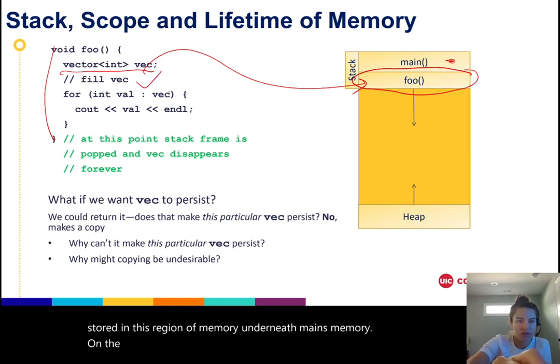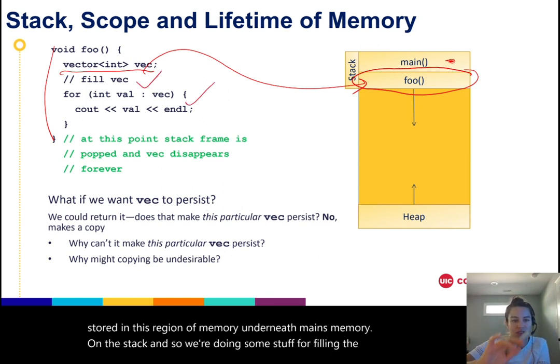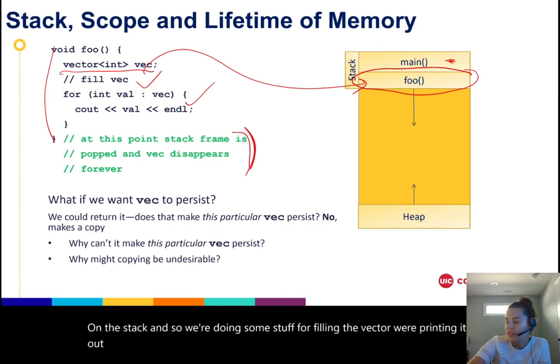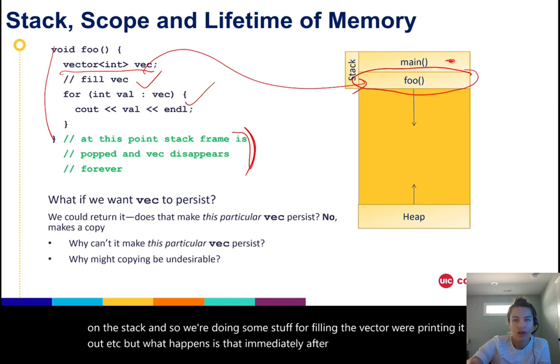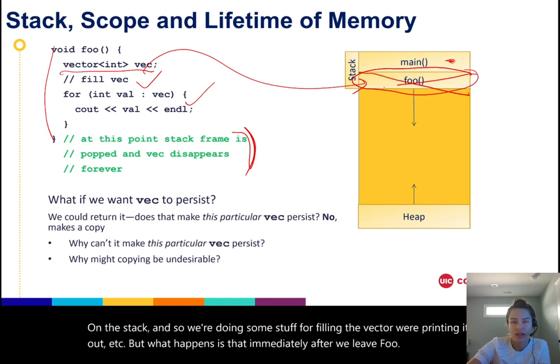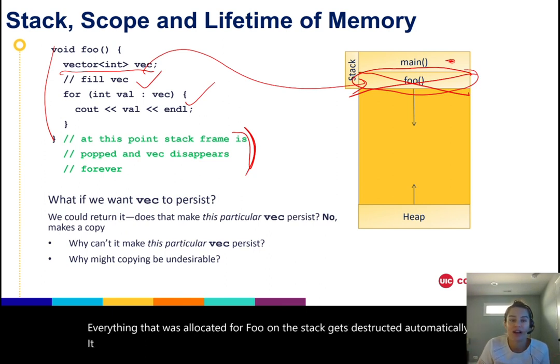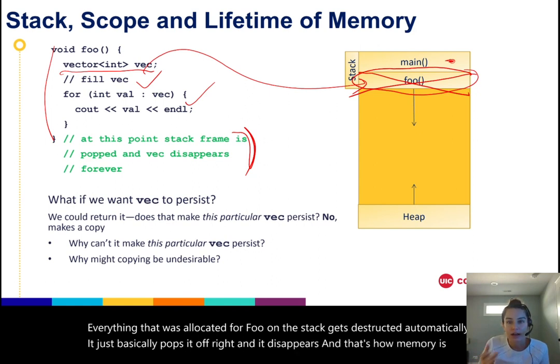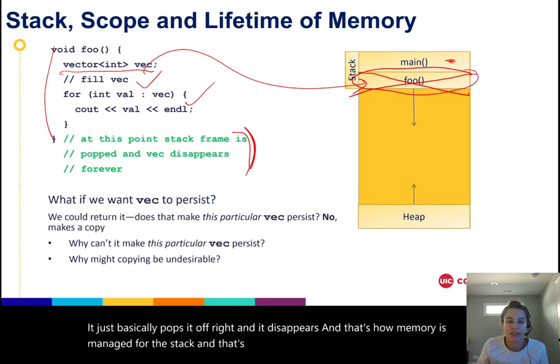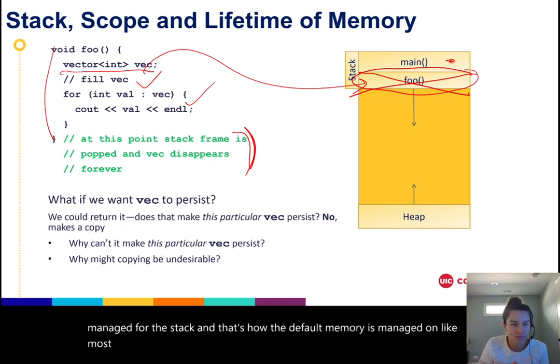And so we're doing some stuff, we're filling the vector, we're printing it out, etc. But what happens is that immediately after we leave foo, everything that was allocated for foo on the stack gets destructed automatically. It just basically pops it off, right? And it disappears. And that's how memory is managed for the stack. And that's how the default memory is managed on most of the stuff that you're doing.